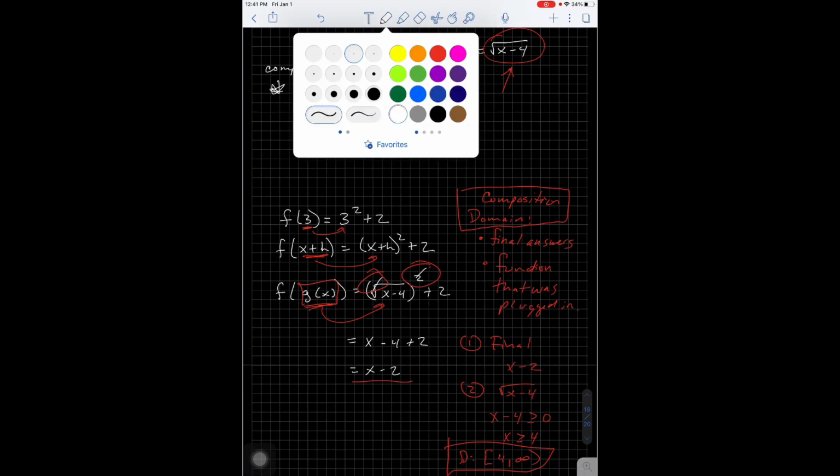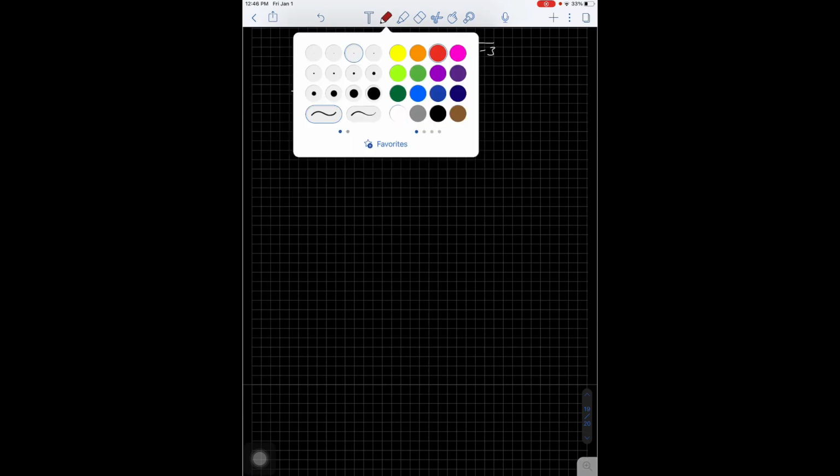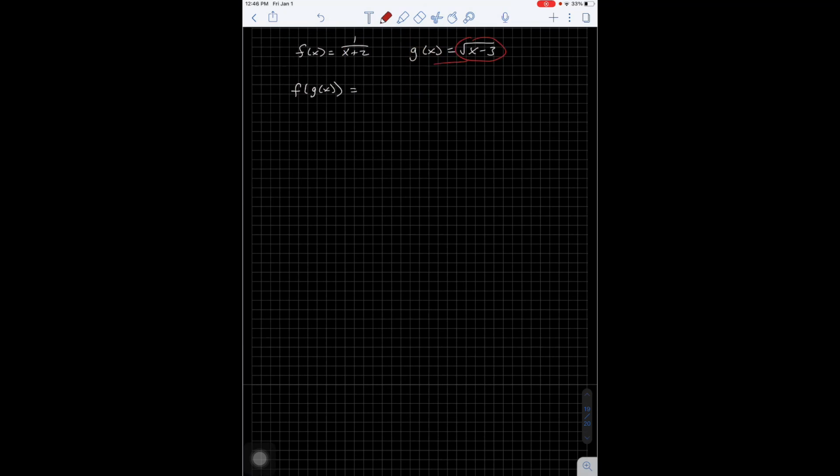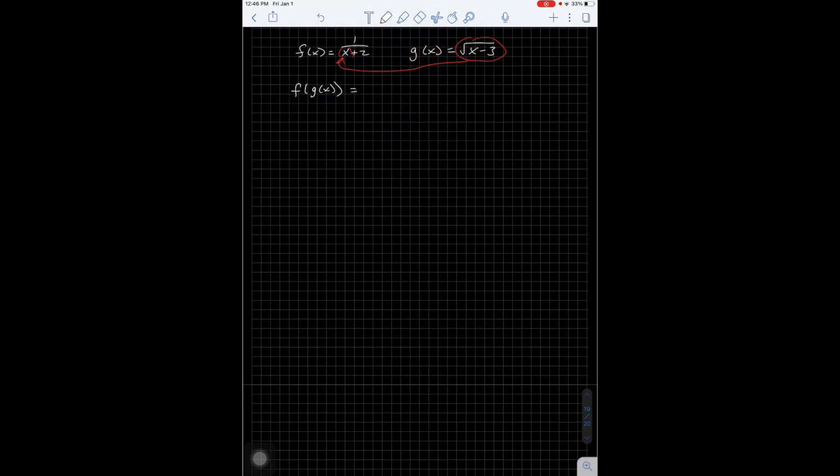Okay, let's try one more composition problem. We'll say f of x equals 1 over x plus 2, and g of x equals the square root of x minus 3. All right, let's say that we want to compute f of g of x. That means that we're going to take the g function and plug it in right here into this little spot where x is. Now, it doesn't mean we're going to tack it on the end. It means it actually replaces that x.